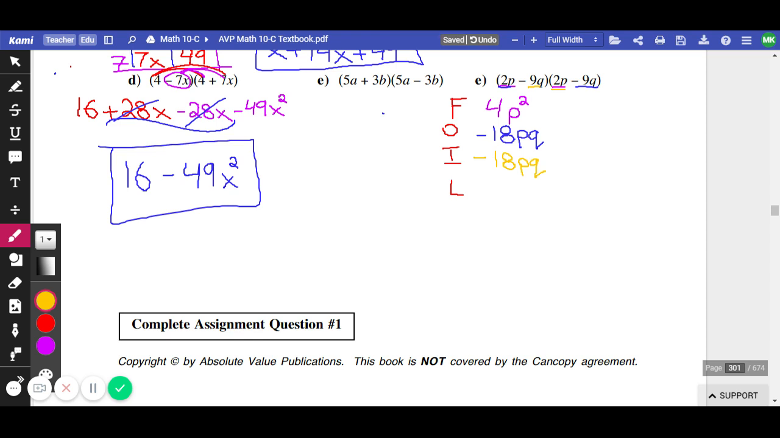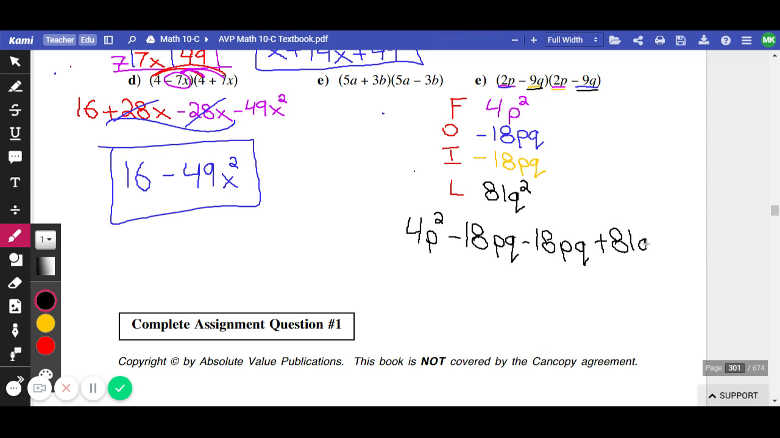And L stands for last, meaning the last term in each polynomial. The last term in each polynomial would be 9q and 9q. They're both negative 9q's, which would multiply to become positive 81q squared. You'll notice you then get four terms, right, which we're used to seeing. We're always getting these four terms, it seems. We write them all out. 4p squared minus 18p cubed minus another 18p cubed plus 81q squared.